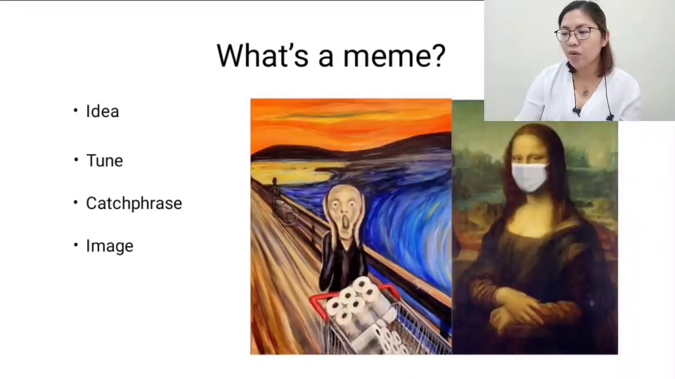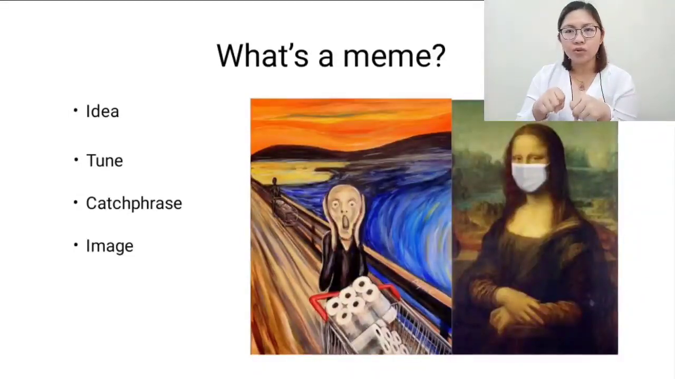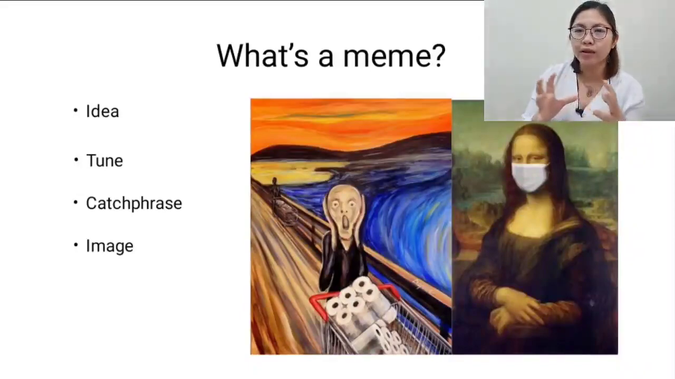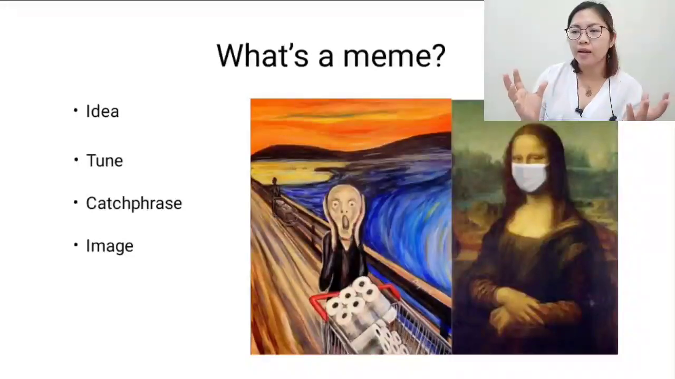You see the Scream holding a cart of tissue rolls. It's as if saying that people right now are feeling discomfort over the pandemic, and as one of the effects is that they're hoarding tissue rolls. On the side, you have the Smile of Mona Lisa. However, the smile is hidden because right now people are wearing face masks.